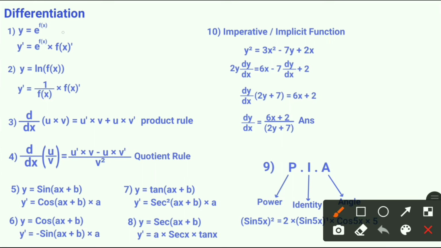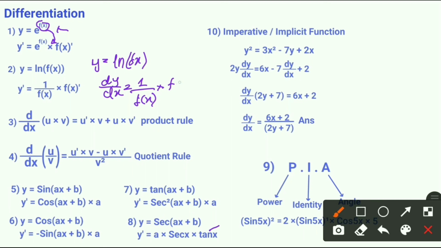Starting with number 1, y equals e to the power f(x). If we try to differentiate this, then f(x) will be differentiated, and its derivative will be multiplied here. Okay. If y equals ln f(x), if you try to differentiate it, then dy upon dx equals 1 upon f(x), and then the derivative of f(x) will be multiplied in here. Okay. The third one is product rule, and the fourth one is quotient rule. I've already discussed this in the A-level math P1 course, so I'm not going to discuss it in here. It's a waste of time.